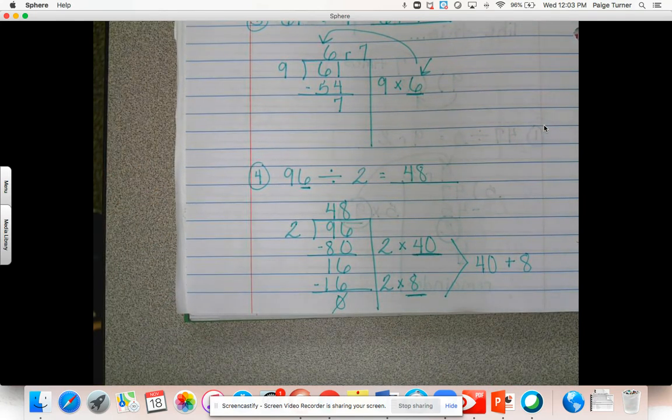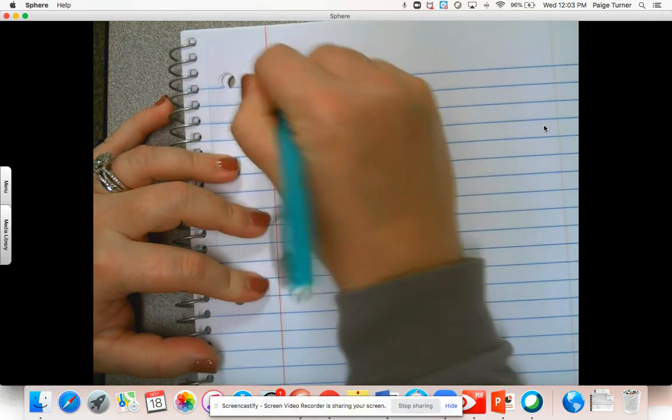And a lot of the problems that we're going to do moving forward are going to be very similar to this one, okay? All right, so let's keep going here. Number 5. Don't be afraid to use some pages here in your notebook. It's all right. We're going to go through several pages together.